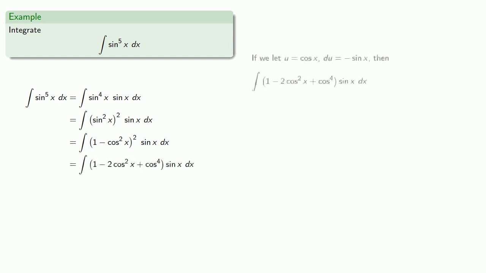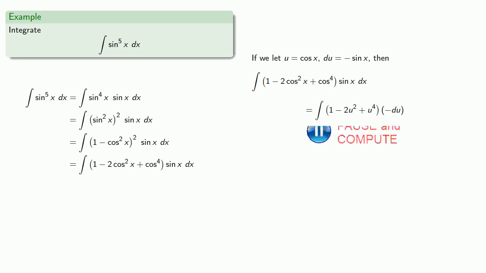And now, if we let u equals cosine x, du is negative sine x, and so our integral becomes, which we can evaluate, then put everything back where we found it.